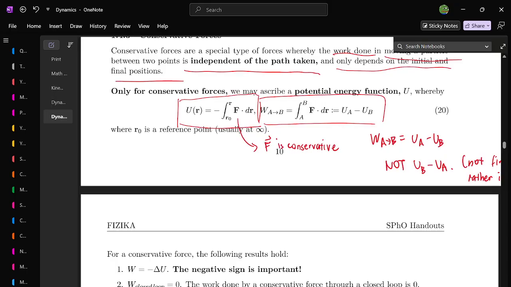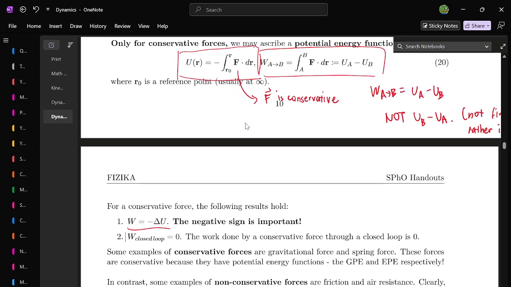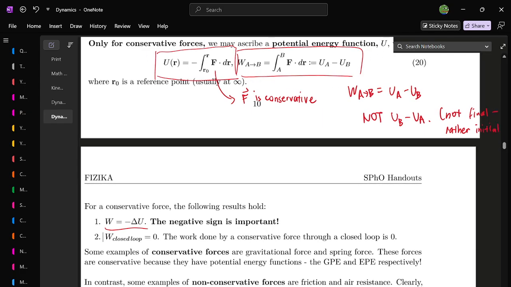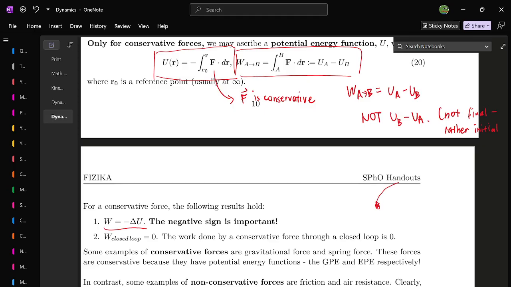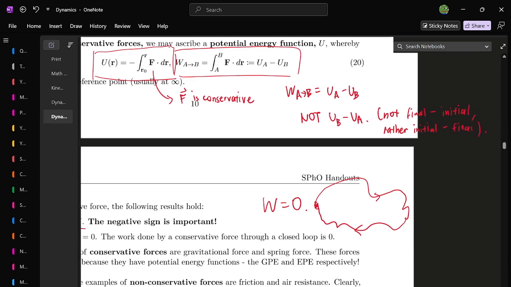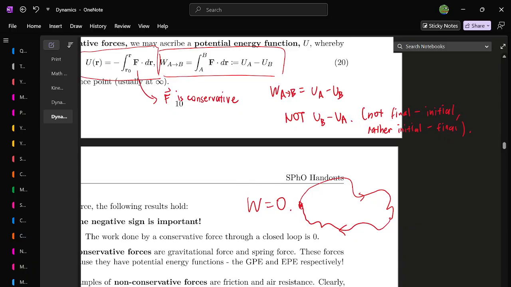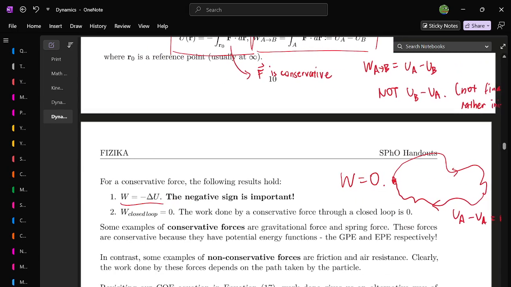So the negative sign is quite important here. As a consequence as well, if you take any particle through a closed loop, meaning you take the particle, for example, from this point, you move it like that, and then you move it in such a way that it goes back to its original position, then the work done is zero for a conservative force. Reason being, your A and B are the same point, so you just get UA minus UA equals zero. So this should be quite obvious.